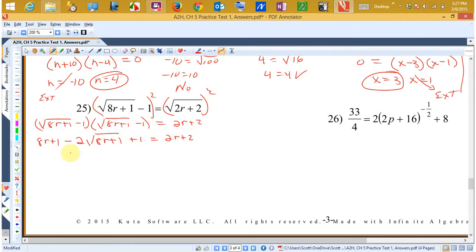Okay, so now let's do some simplifying on this side. I have 8r, and I have a plus 1 and a plus 1, minus 2 times the square root of 8r plus 1. Okay, let's go ahead and move these to the other side.